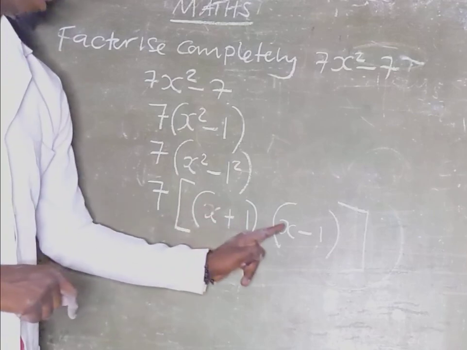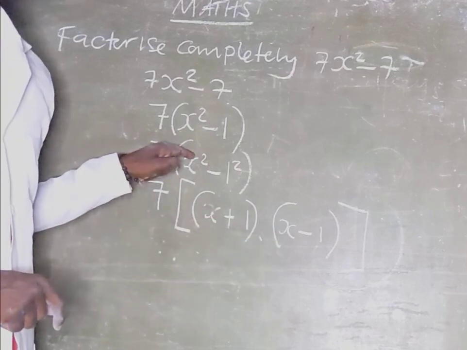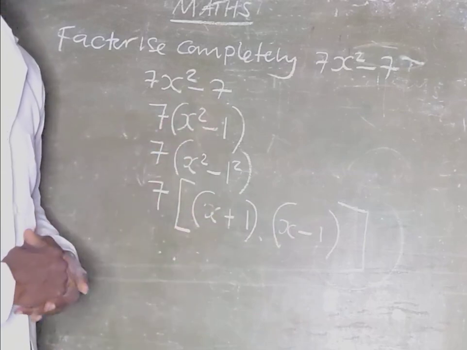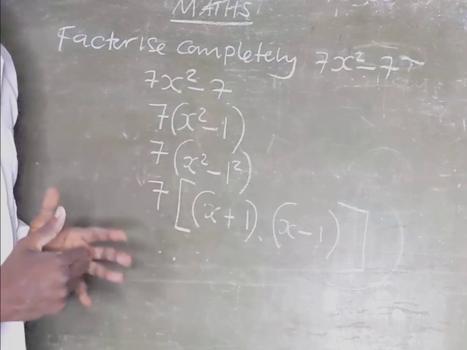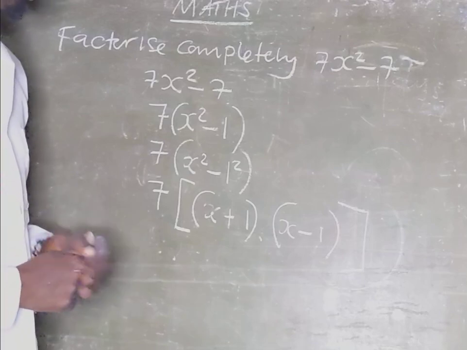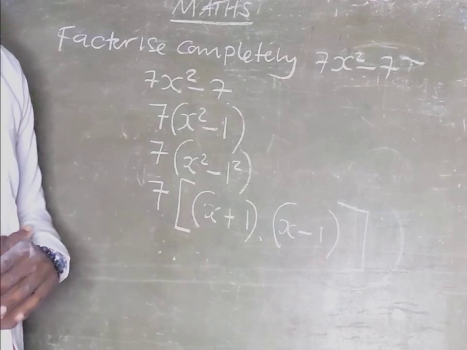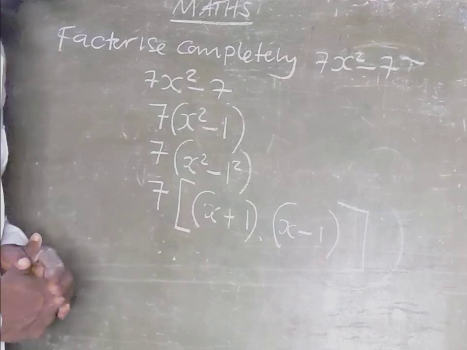Then x multiplied by x takes us back to x squared. Then 1 by 1 we have 1, which simply means 1 raised to the power 2. So this is the difference of two squares, and this is how we solve it.